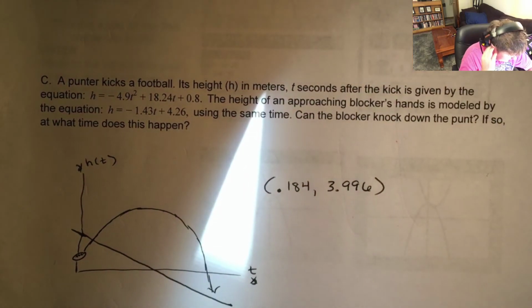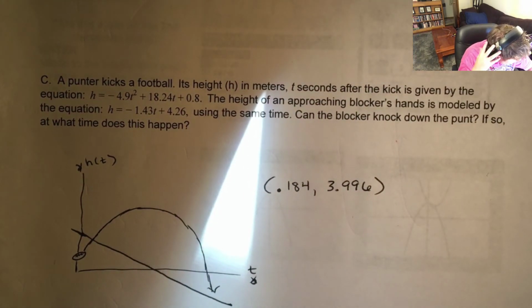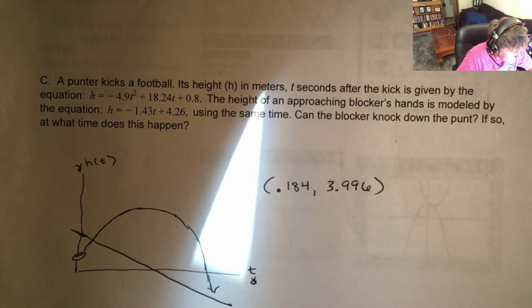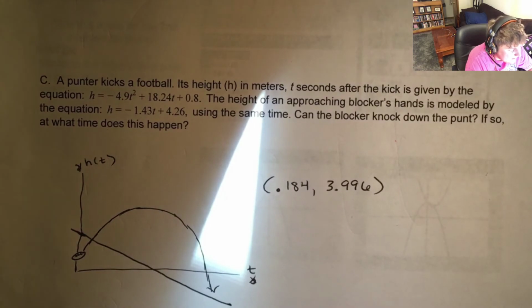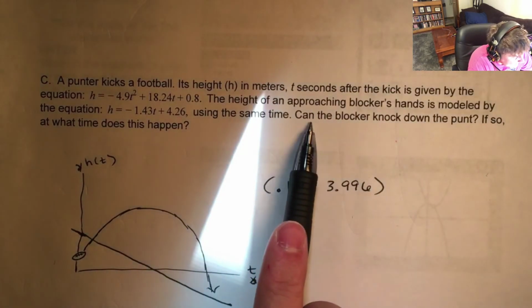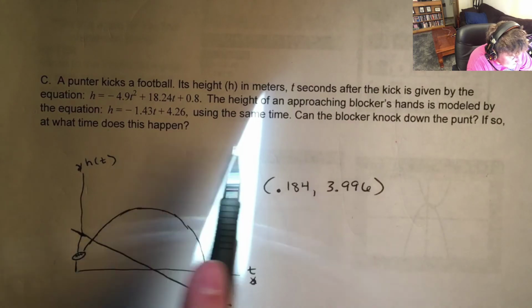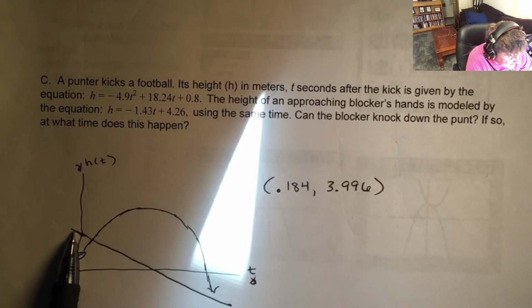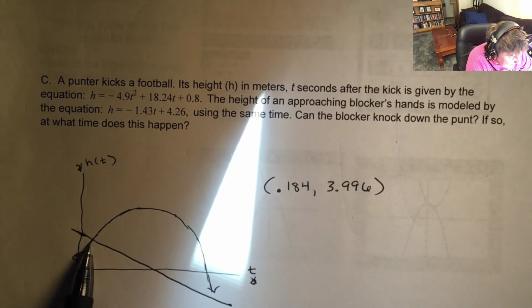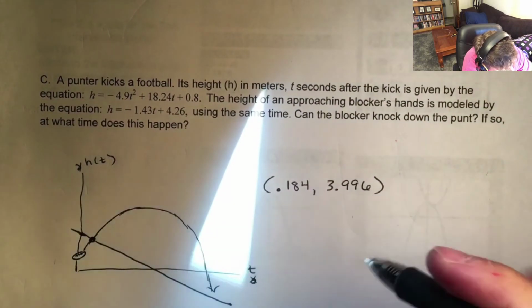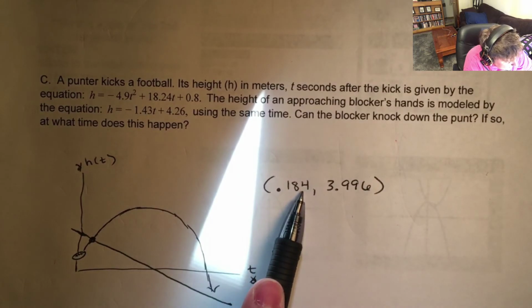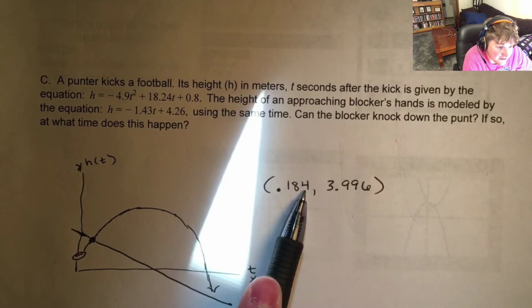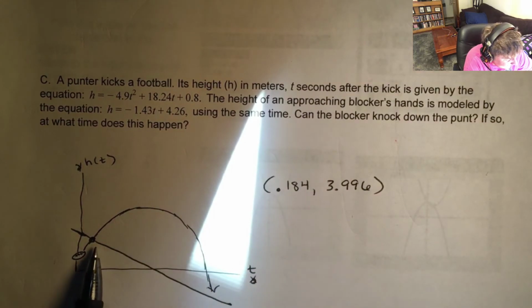Just approximately, okay? All right. Okay. So, we want to know, can the blocker knock down the punt? If so, at what time does it happen? The answer to that is yes, because the height of this person's hands ends up after about 0.84 seconds, so not even a whole second after the ball. So they got a really good jump on the snap, and they're hitting it.